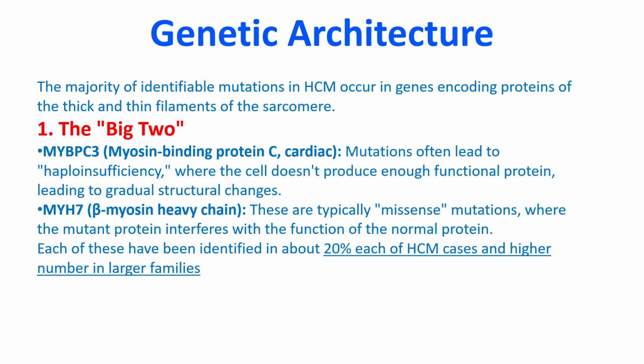Myosin binding protein C, cardiac, MYBPC3 mutations often lead to haploinsufficiency, where the cell doesn't produce enough functional protein, leading to gradual structural changes. Beta myosin heavy chain, MYH7, these are typically missense mutations where the mutant protein interferes with the function of the normal protein. Each of these has been identified in about 20% of hypertrophic cardiomyopathy cases, and a higher number in larger families.